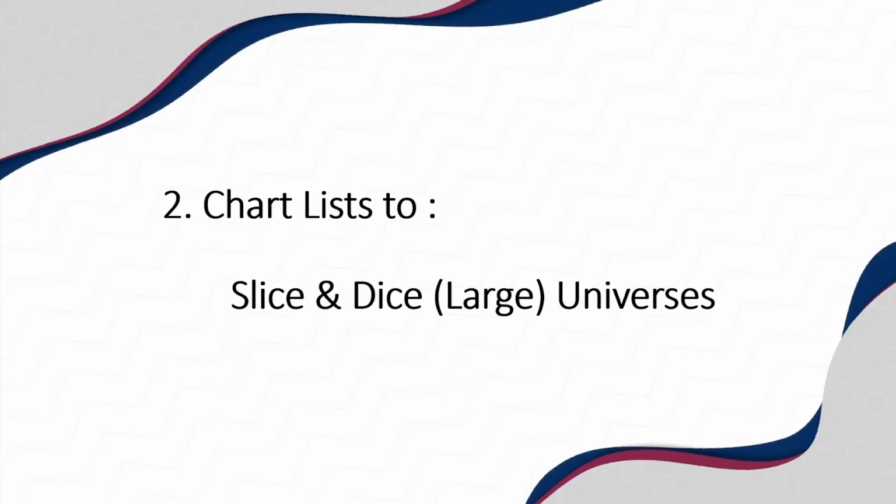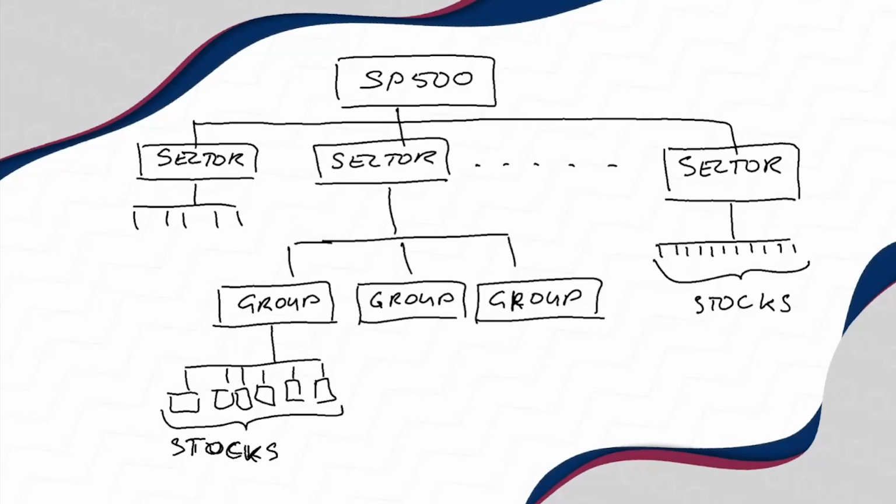If I think in terms of universes and slicing and dicing, this is how my mind works. I've limited to the S&P 500, but you can actually bring up any universe if you like. So the S&P is broken down, as we all know, in 11 sectors. And for a long time, I actually went from sectors right to stocks.